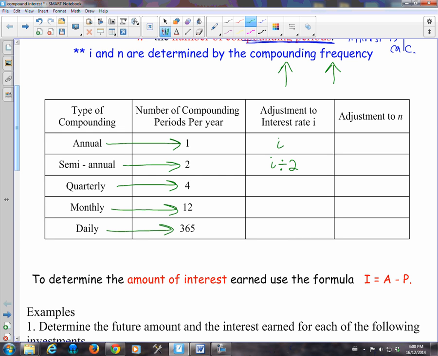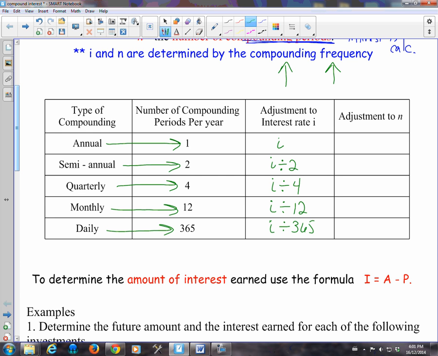But if we compound interest 4 times a year, we have to take our interest rate and divide it up into 4 equal parts. Or 12 times a year, we take our interest rate and divide it up into 12 equal parts. And so on, depending on how many times we compound.